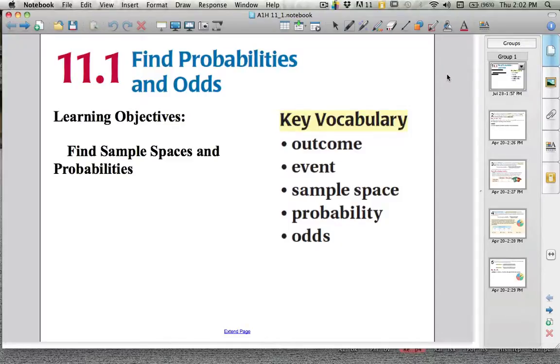In Chapter 11, we're going to be working with probability. And in 11.1, we're going to be working on probability and odds. So one of the things we want to be able to do is to find sample spaces and probabilities. And our key vocabulary here is going to be outcome, event, sample space, probability, and odds.